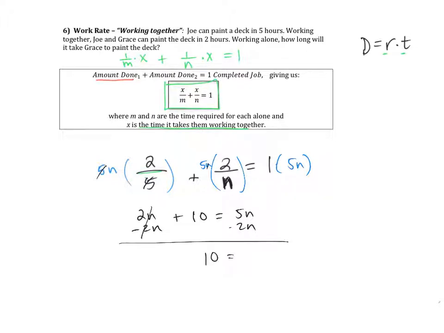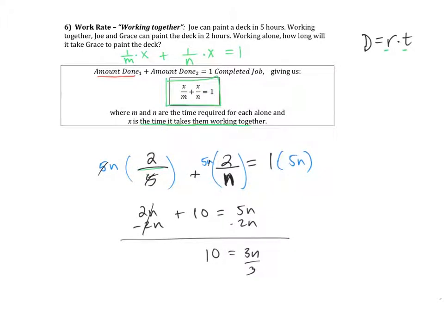So we get 10 is equal to 3n. Okay, which gives us, here if we divide both sides by 3, we would get n is equal to 10 thirds, and so that is 3 1/3. So it would take Grace 3 hours and 20 minutes. What's a third? Equals 20 minutes. Okay, so this would be 3 hours and 20 minutes to do the deck by yourself.